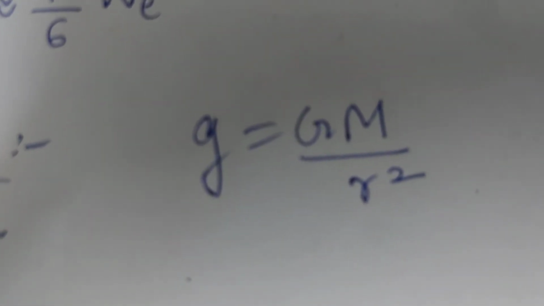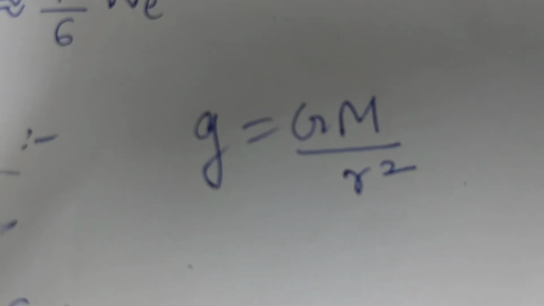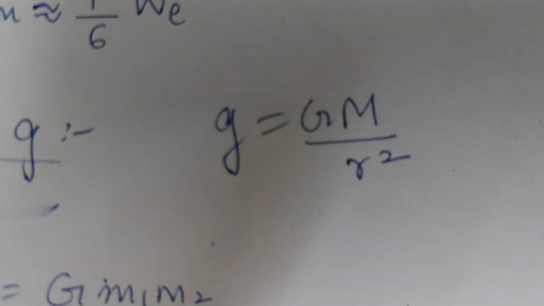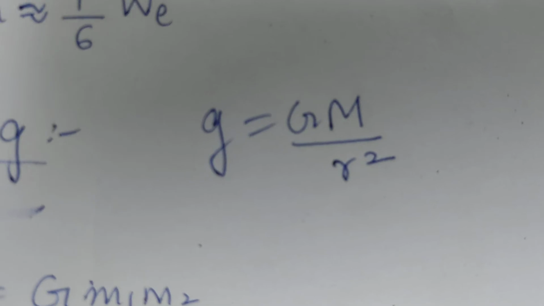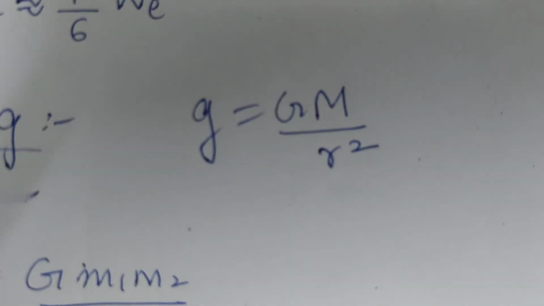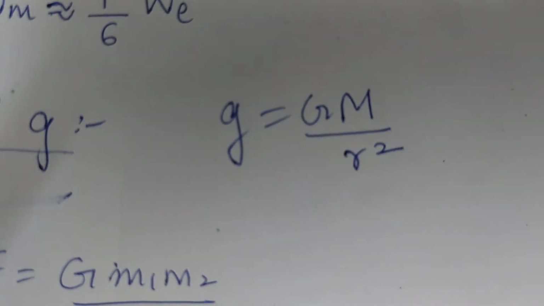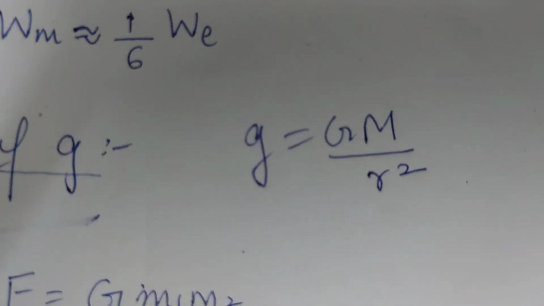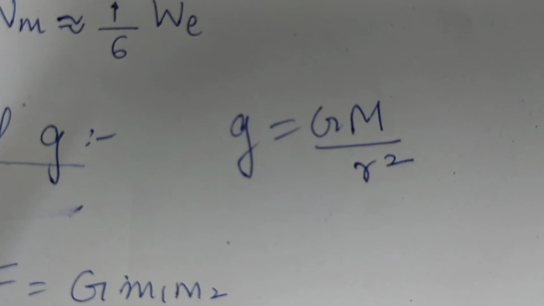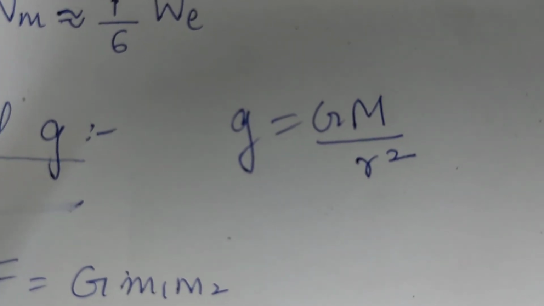It means as we move away from the surface of Earth, this r will increase and g will decrease. In fact, when r is doubled, g becomes 1 by 4 times. When r is tripled, it becomes 1 by 9 times. So as we move away from the surface of Earth, g value decreases.